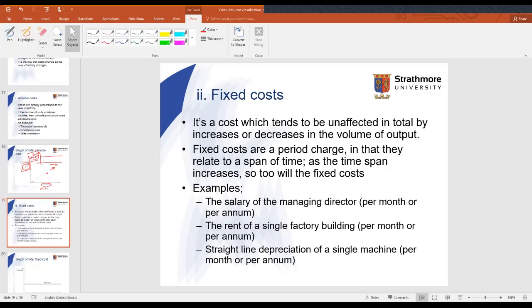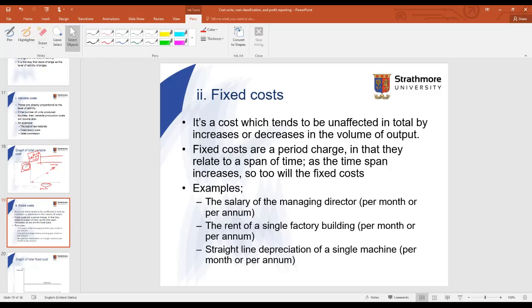So fixed cost is a cost which tends to be unaffected in total by an increase or decrease in the volume of output. It does not matter how many units you are producing, how many units you're going to make over a given time period. It remains fixed. Fixed costs are called period charges, in that they relate to a span of time. As the time span increases, so too does the fixed cost.